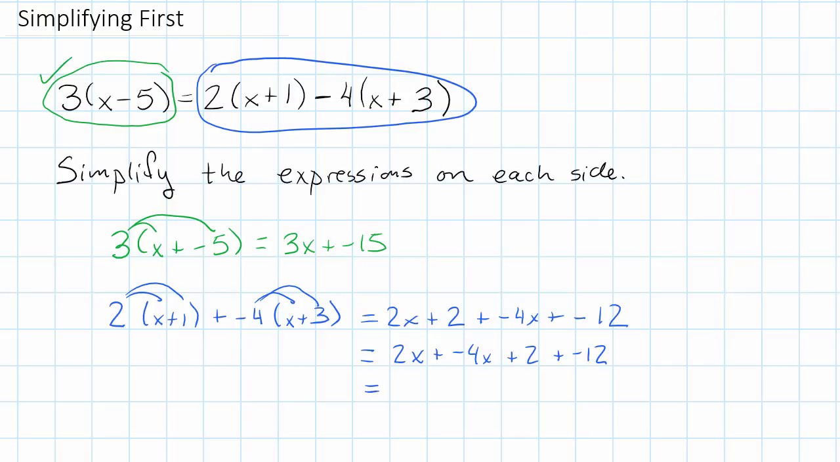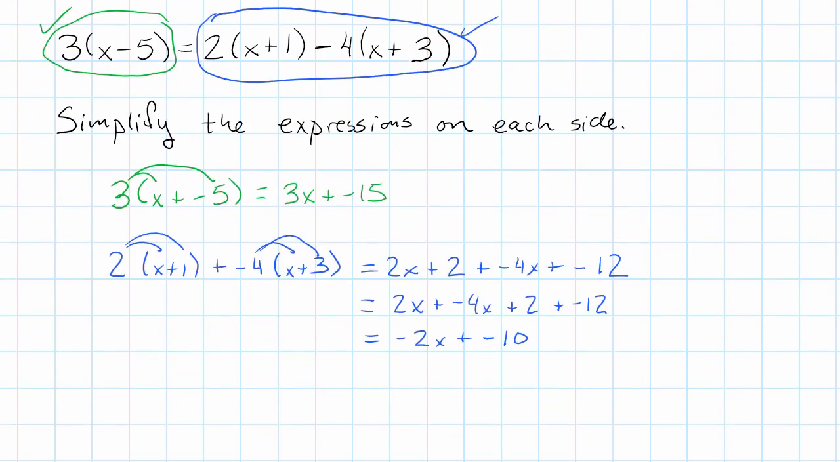2x plus negative 4x is negative 2x. 2 plus negative 12 is negative 10. So that's my second expression simplified. The expression on the left simplified to 3x plus negative 15. The expression on the right simplified to negative 2x plus negative 10.